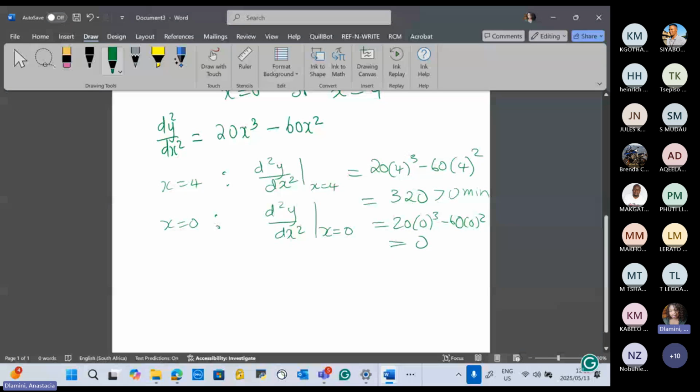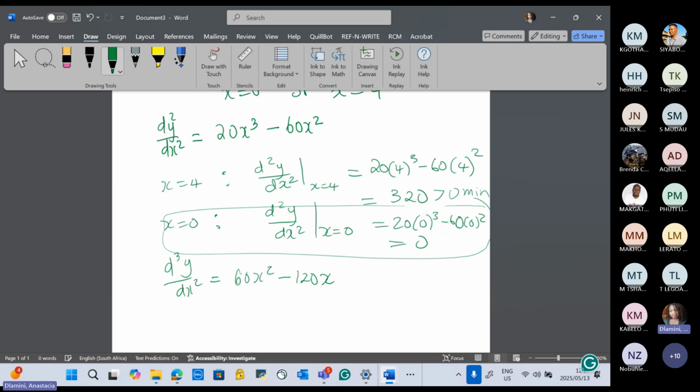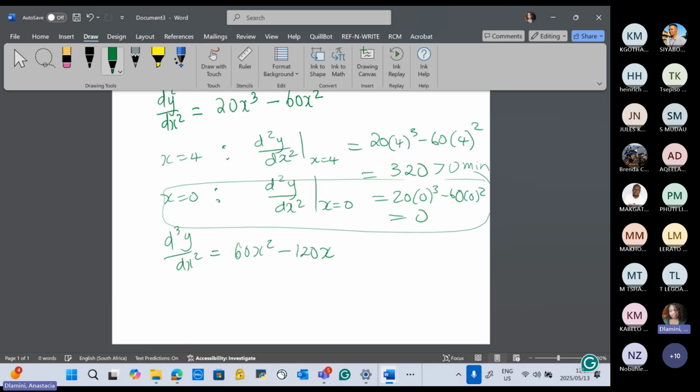So what we do is we go and find the second derivative, the third derivative. Oh, okay. Yes. And then what is the third derivative in this case? It's 60x squared minus 120x. Okay, because this is the only one that is inconclusive. So let's go and substitute and let's see.